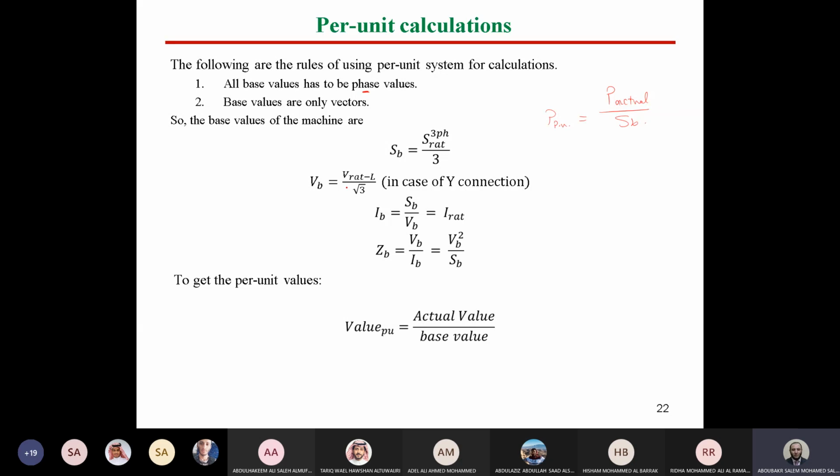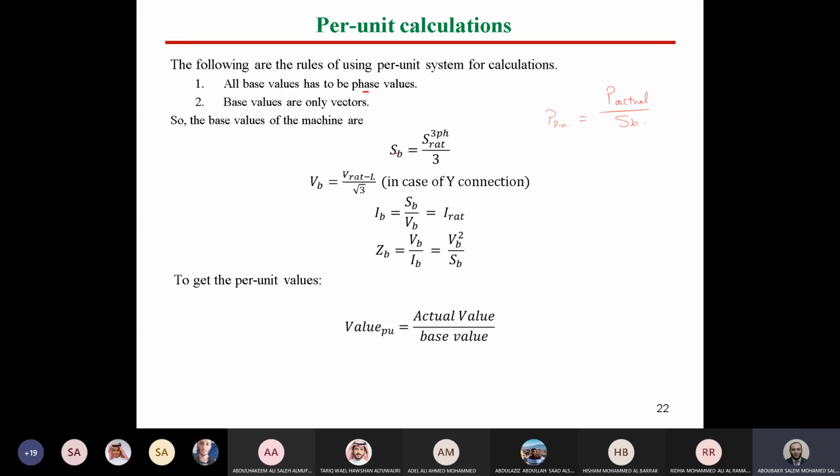Also, for the star connection, if we would like to get the base value, firstly we will say V base equals V rated line over square root of 3. For all three phase systems, the given value is line to line, all of the time. So if the connection is star, the value of the phase voltage will be V over square root of 3.